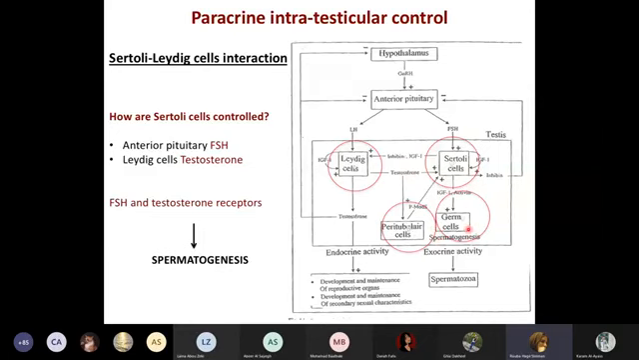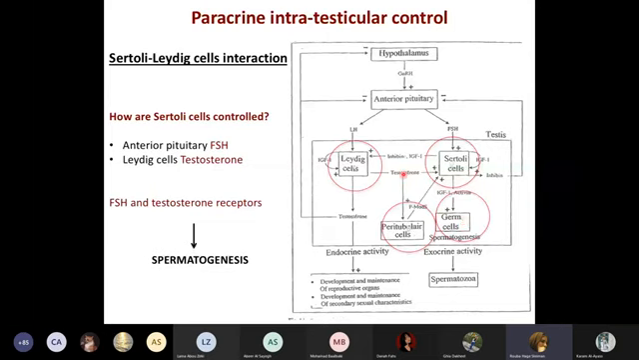Now, why is this the case? Why are the germ cells not responding to testosterone? It's as simple as this. For any cell to respond to any molecule, it needs to have receptors for them. Germ cells do not have receptors for androgens. So germ cells will not respond to testosterone.